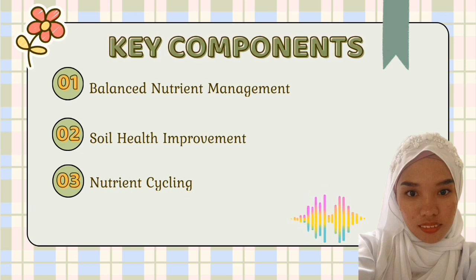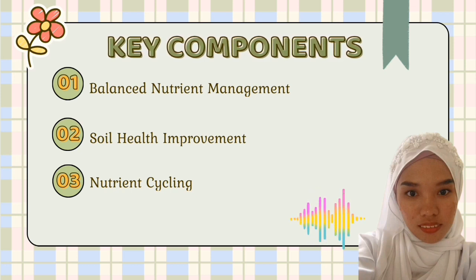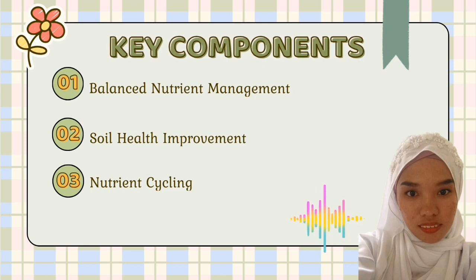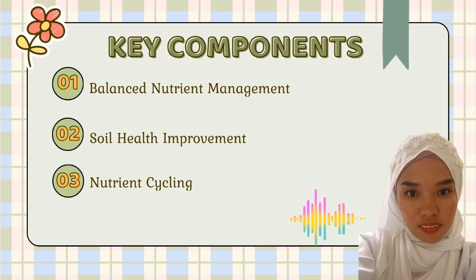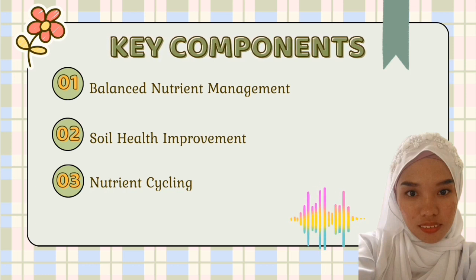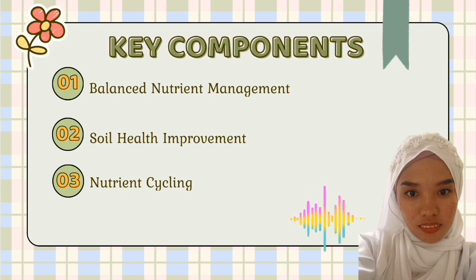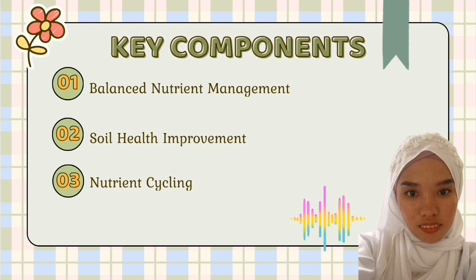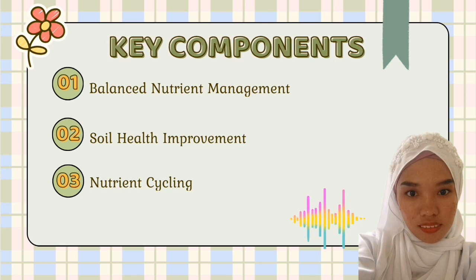Number 3. Nutrient cycling. Integrated soil fertility management promotes efficient nutrient cycling within the agroecosystem by incorporating practices like crop rotation, intercropping, and agroforestry. It helps to recycle nutrients, reduce nutrient losses, and improve nutrient use efficiency.